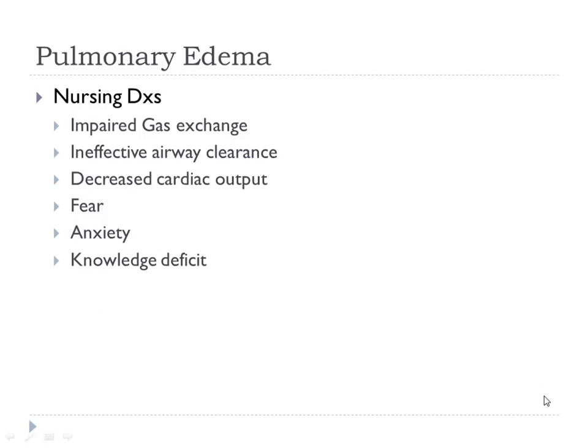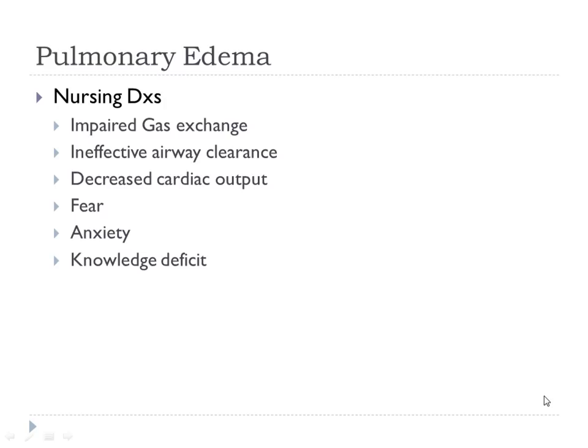Right? Impaired gas exchange, right? Remember the difference between impaired gas exchange and ineffective airway clearance. Sometimes the line gets very skewed and gray. But I'll think of it this way. If there's an ineffective or an impaired gas exchange, where is the problem? In the alveoli, right? That's where gas exchange happens.